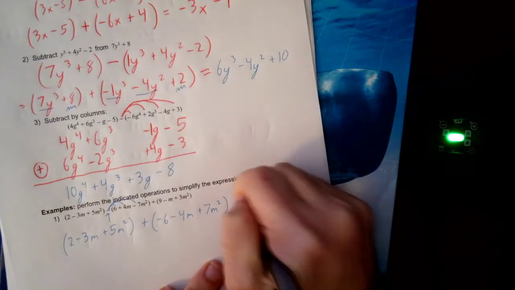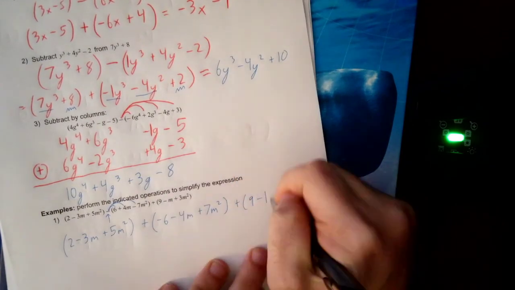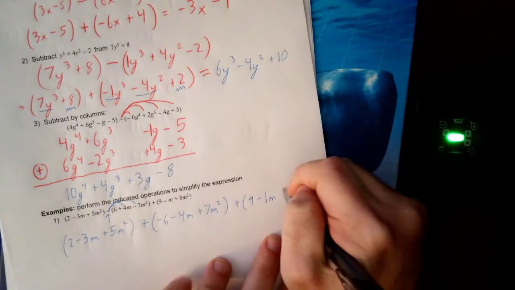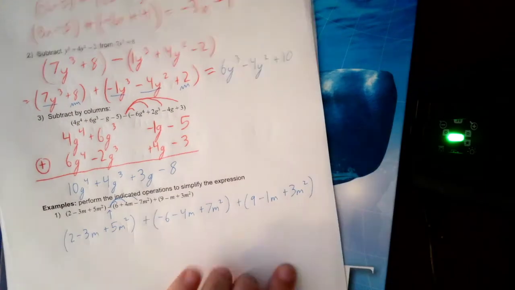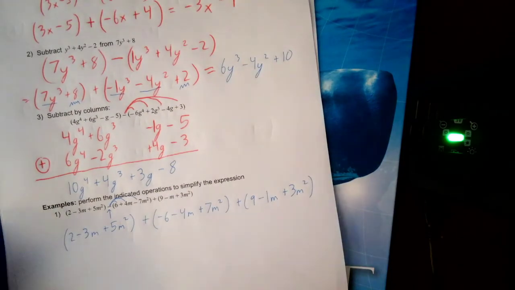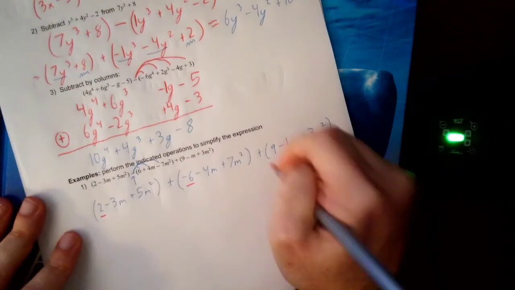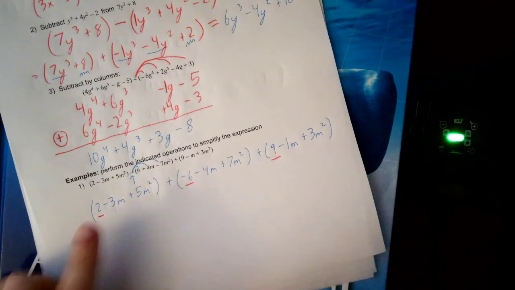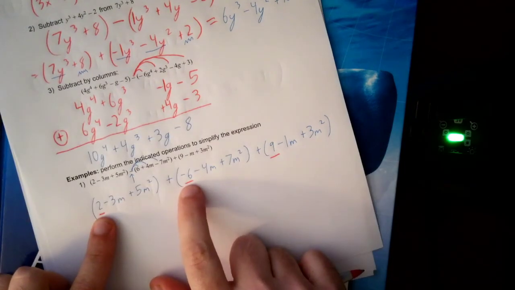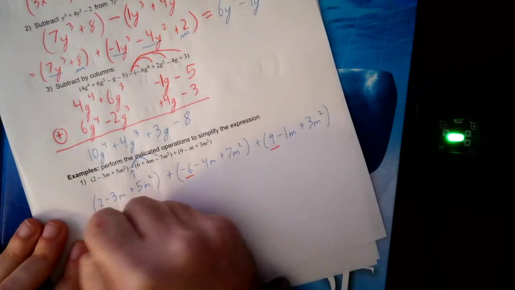And then the last one is addition, so I'll leave it alone. 9 minus, maybe I'll put a hidden 1 in front of that m just so I remember it's there, plus 3m squared. Now, like terms, I need to combine them. 2, negative 6, positive 9. Well, combining those like terms, 2 and negative 6 make negative 4, and then plus 9 would be positive 5.